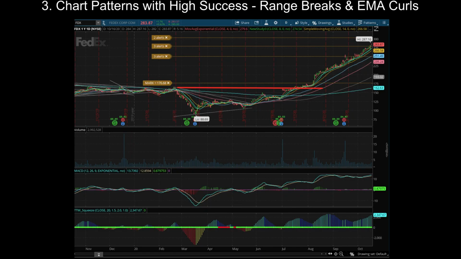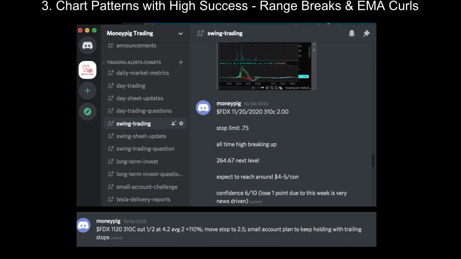So here, again, FedEx is one of our favorites these days because it breaks the long-term range, an all-time high breakthrough, which is always a plus. An all-time high breakthrough will always make the price follow up. Also, you will see the EMA curls that we briefly mentioned earlier. It hops above the EMA support and curls higher. So these are very bullish, and definitely we should keep holding the position if we're holding one.